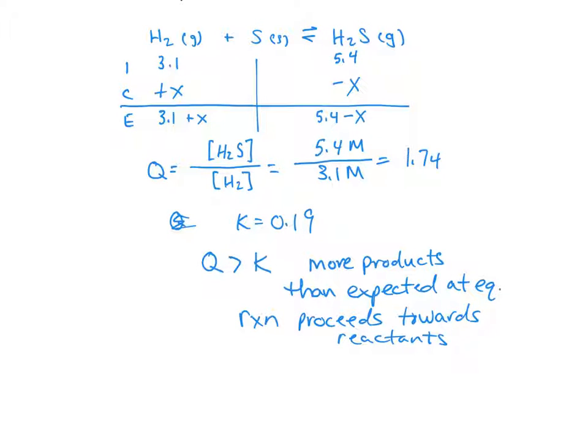All right, so now I'll just substitute this into my K expression. Say K equals 0.19, and that's going to be equal to products over reactants, 5.4 minus X over 3.1 plus X. And now we can solve.